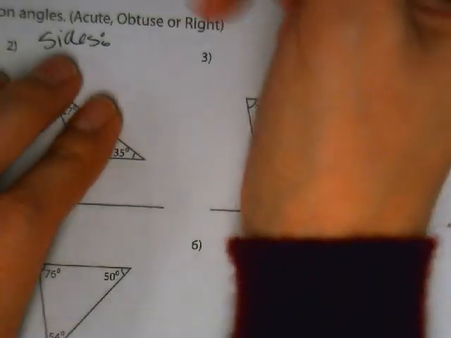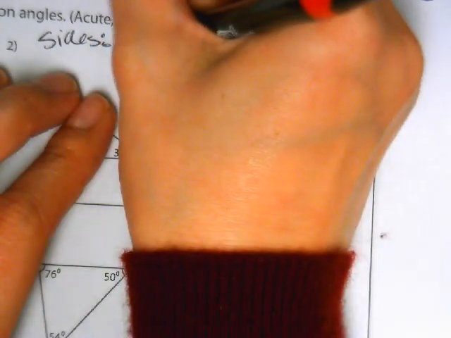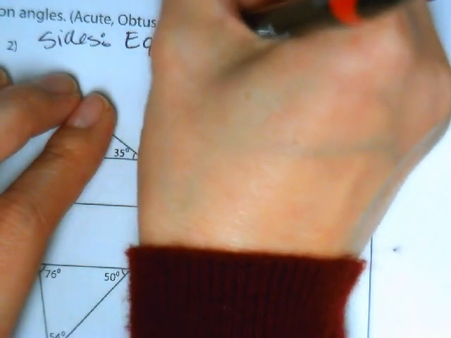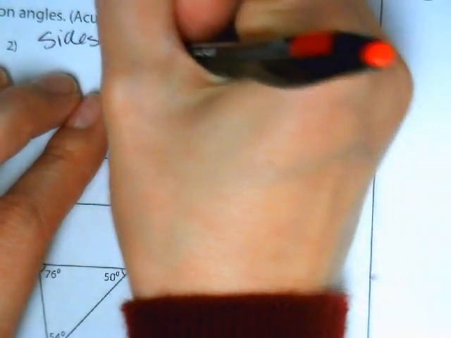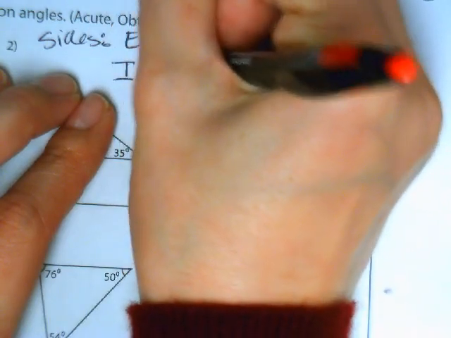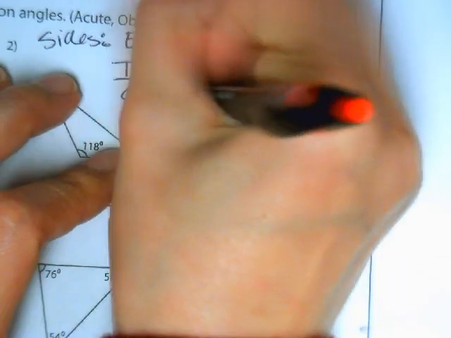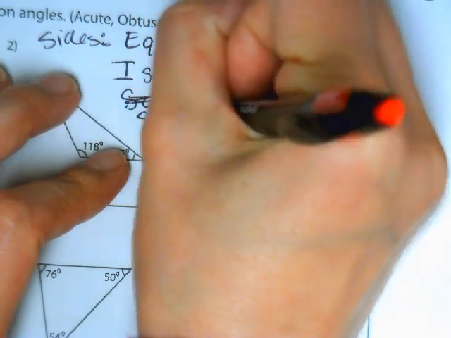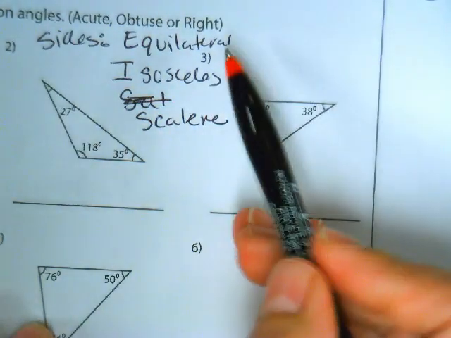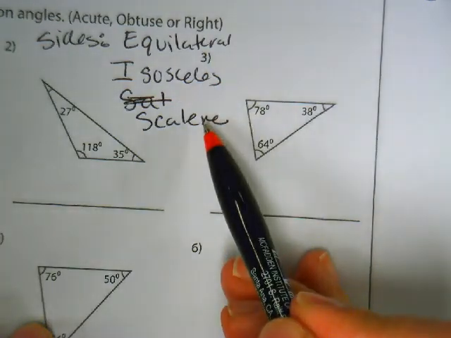So, what are my sides? I can have equilateral, isosceles, or scalene. Whoops, I spelled it wrong. Okay, so I can have equilateral, scalene, isosceles.